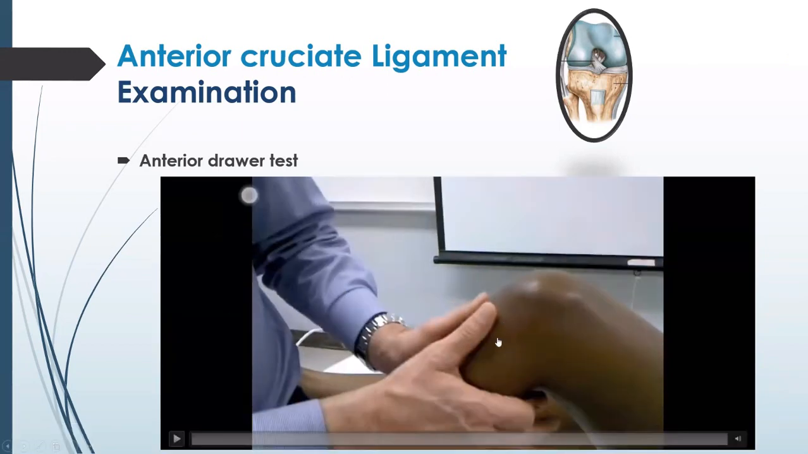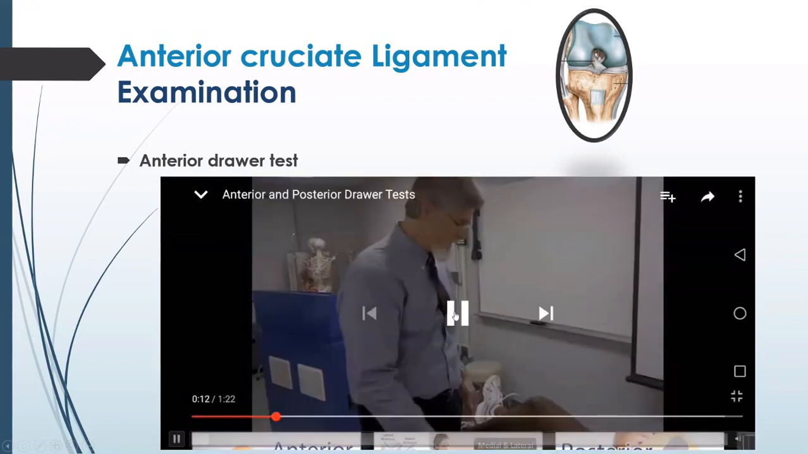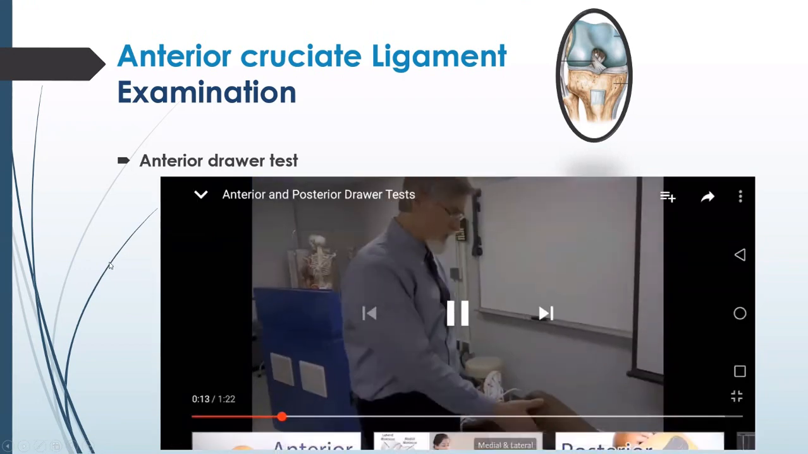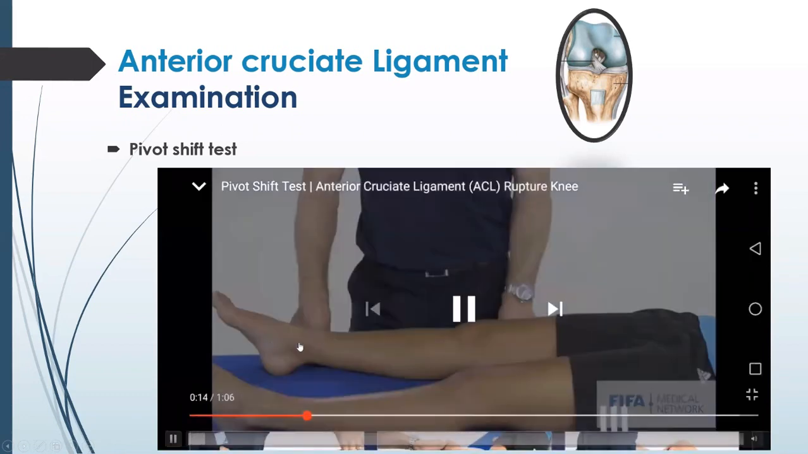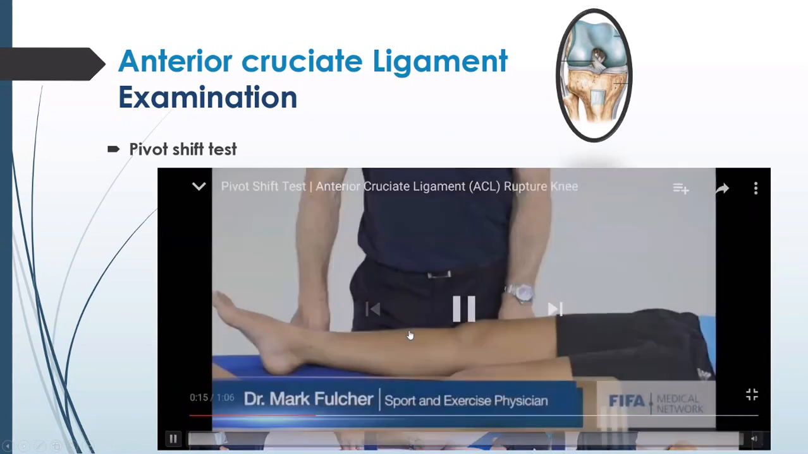Now in this position, as I told you, when you do this one and you translate, try to pull the tibia anteriorly. You will notice the translation of the tibia anteriorly. This is the anterior drawer test. One of the most sensitive tests is called the pivot shift test. It is highly sensitive, highly specific for ACL. The problem is it is painful for patients. Usually we do this test in the ER before the ACL reconstruction surgeries.